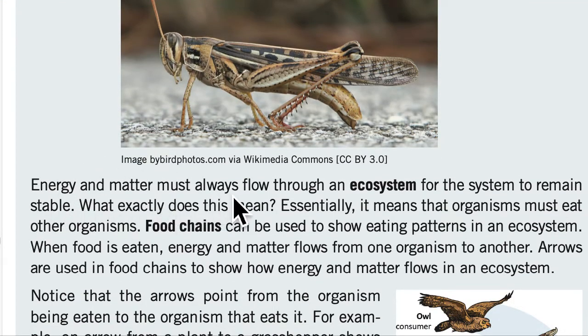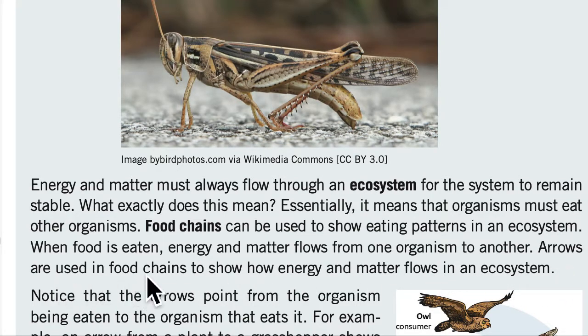Energy and matter must always flow through an ecosystem for the system to remain stable. What exactly does this mean? Essentially, it means that organisms must eat other organisms. Food chains can be used to show eating patterns in an ecosystem.